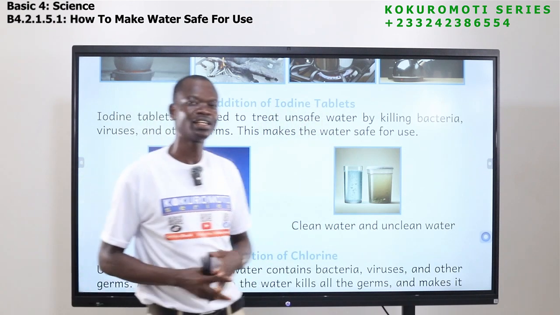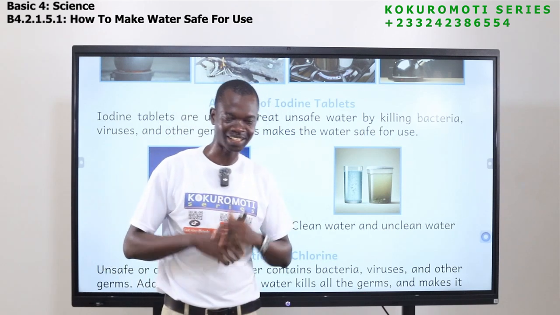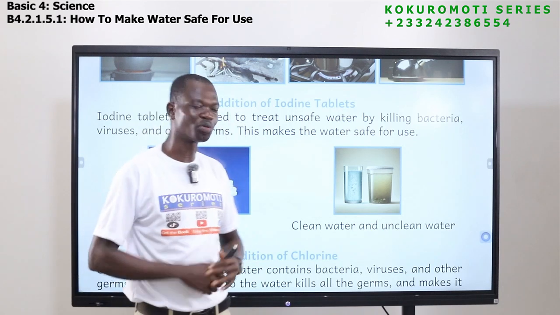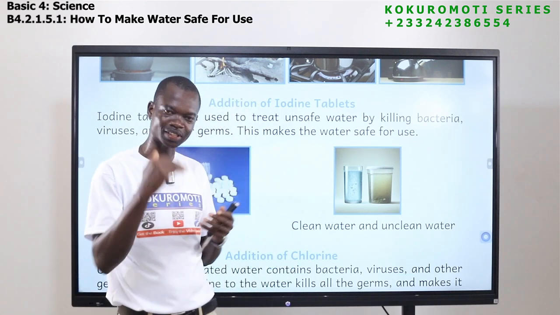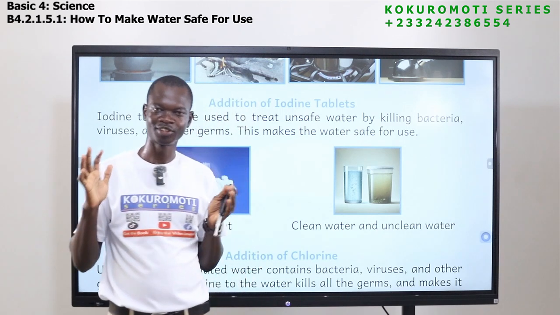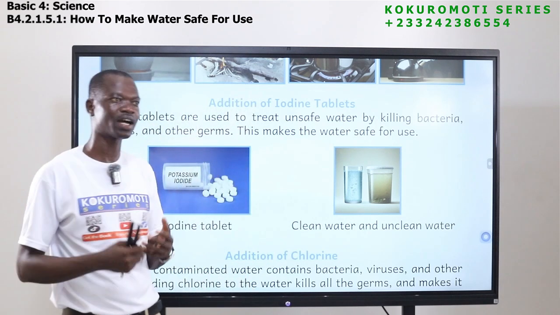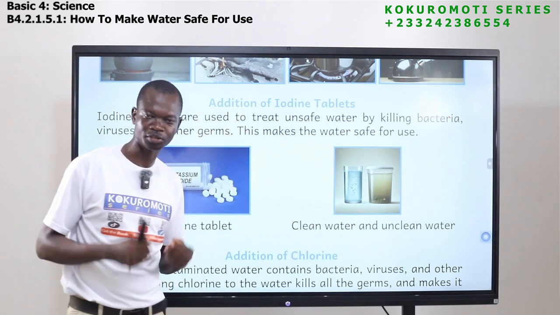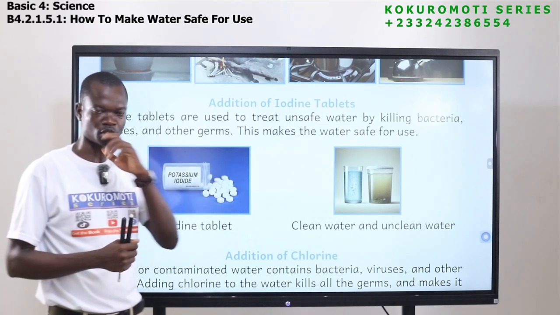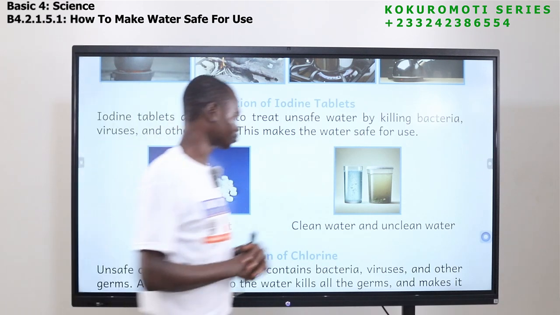These tablets are sold. You go to where they sell these things, you buy, and you put it in the dirty water. Listen, the iodine tablet will kill the germs. After that, it will separate the solid particles from the clean water. So the use of iodine water tablet is very important. It's a chemical that they sell. You buy it, you put it in the water, and it will kill the germs. With this one, you don't need to boil it because the chemicals will kill the germs. At the same time, it will separate the dirt from the water.